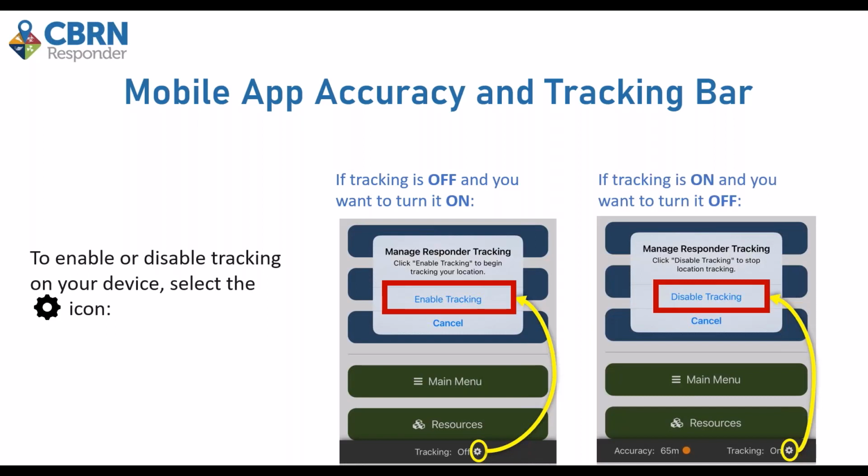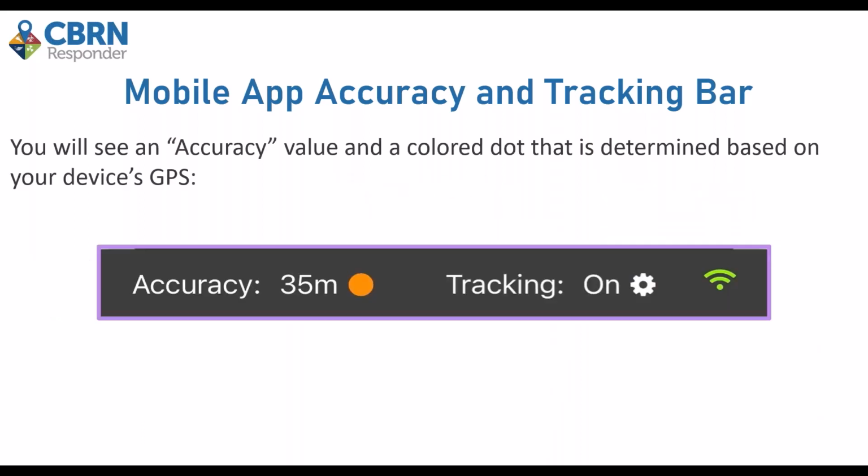And then on the other hand, if your tracking's on, and let's say it's the end of your shift, you want to turn it off, you can just tap that gear icon, click disable tracking, and your tracking will be off. You're also going to see an accuracy value next to the tracking, along with a colored dot, and this is going to be determined based on your device's GPS location. So again, not determined through the CBRNResponder app, it's based on your device's GPS.